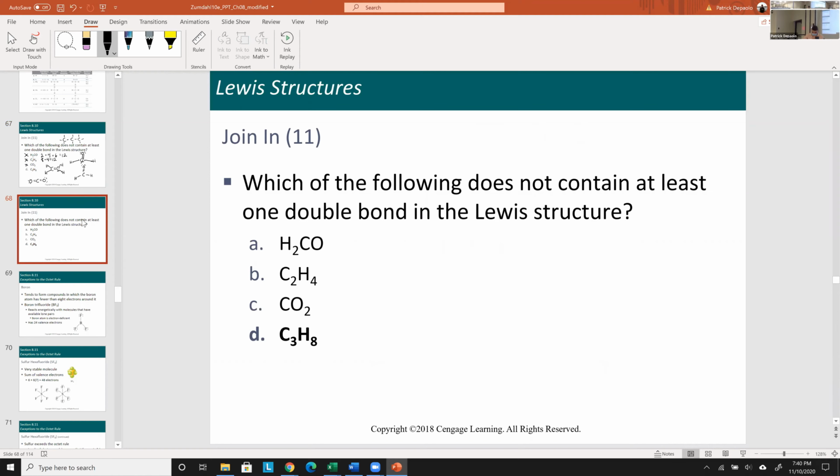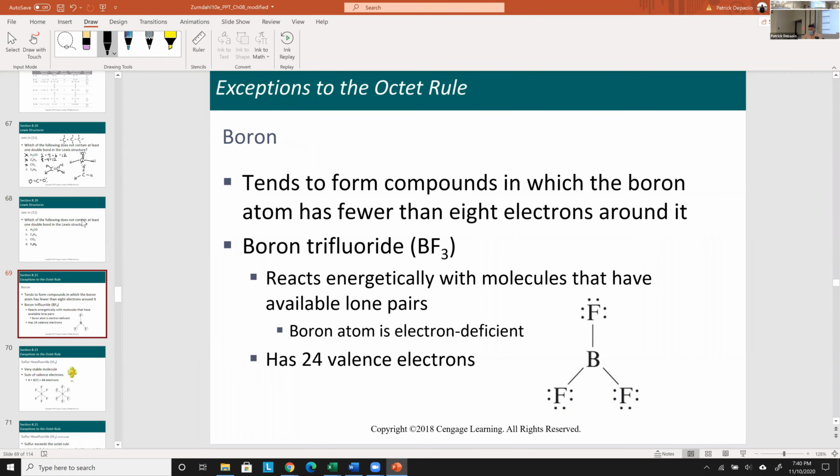Okay. All right, so quickly we're going to cover the exceptions, and it's good to write these down. Boron. Boron only likes 3 bonds. And it does not, well, that's not an exception itself, but the exception is that it doesn't have any lone pairs. It's pretty electron deficient, meaning it doesn't have any extra electrons. So it has 3 bonds like nitrogen, but no lone pairs. So a BF3 molecule would not satisfy the octet rule.